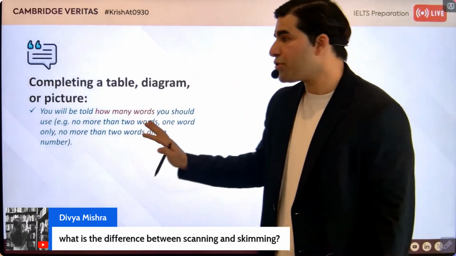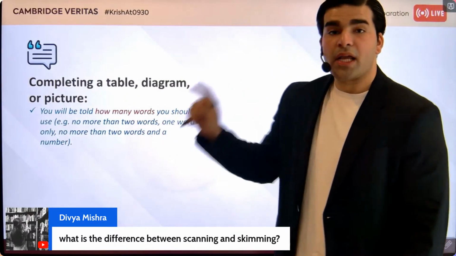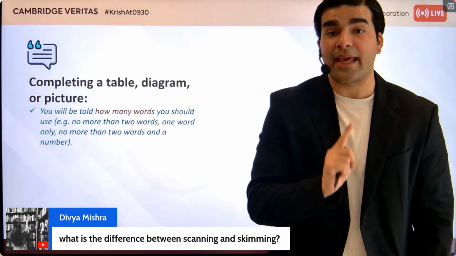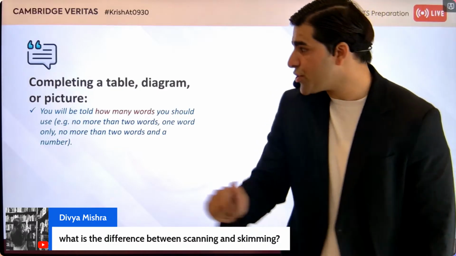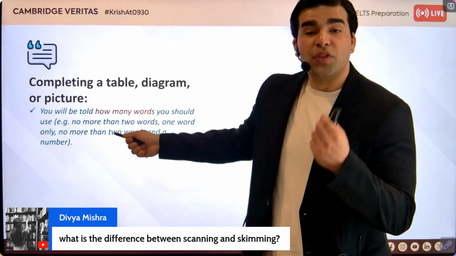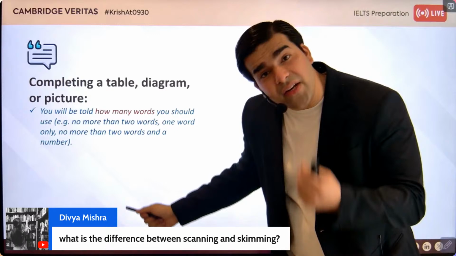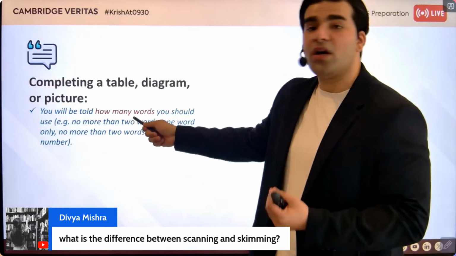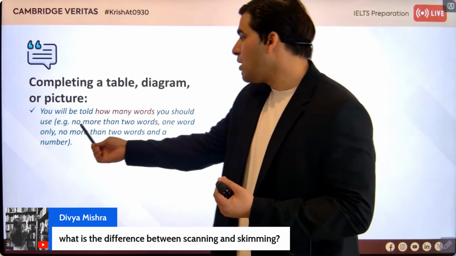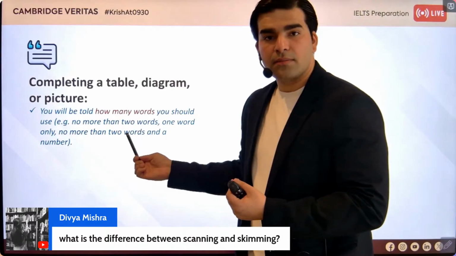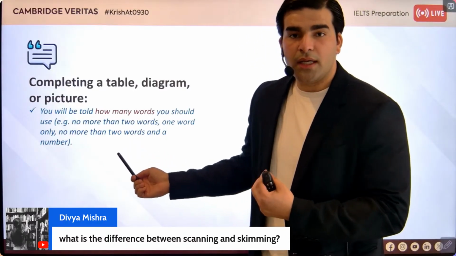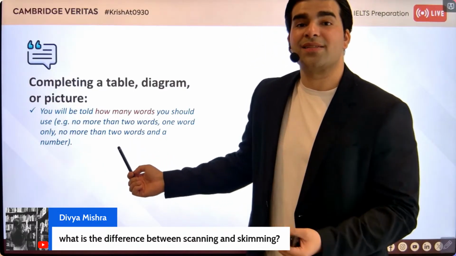Another important thing that you should remember is in the question, listen carefully. In the question, the instructions will tell you very clearly how many words you should write. For example, no more than 2 words. People still end up writing 3 words. Even if the answer is right, they get a 0 for it.